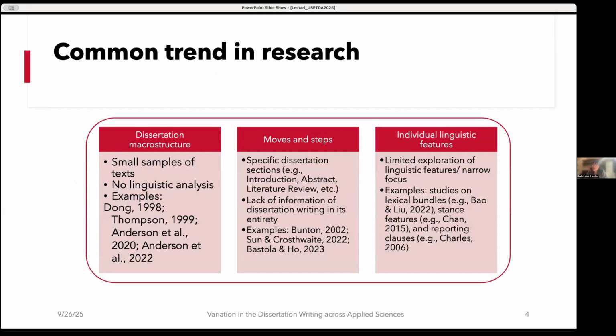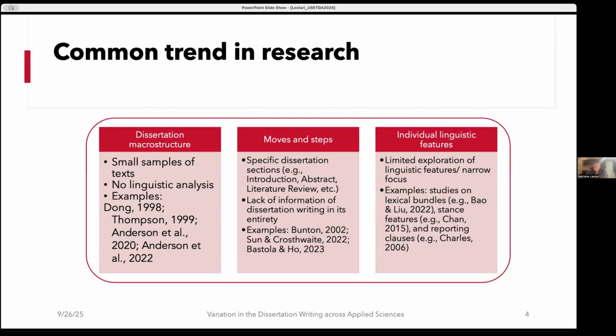So I carried out the literature review and I found three common groups of studies about dissertation research. Number one is the studies that focus on looking at the rhetorical organizations of dissertation macrostructures. And typically this group of study focuses on small number of texts and there is no follow-up on the linguistic analysis. So they only look at, okay, what are the chapters that certain dissertations have and so on.